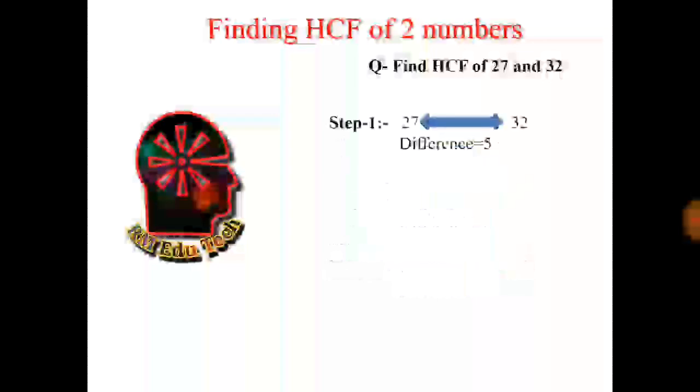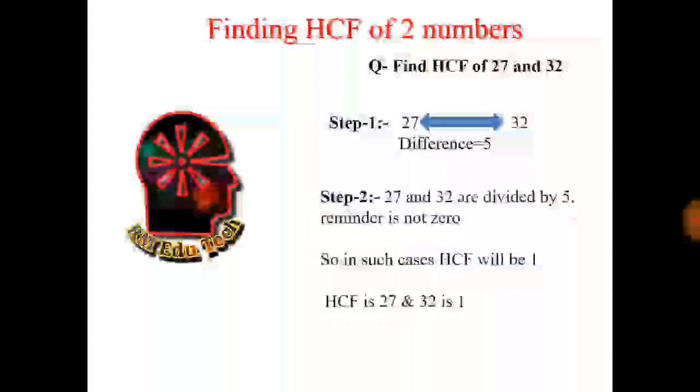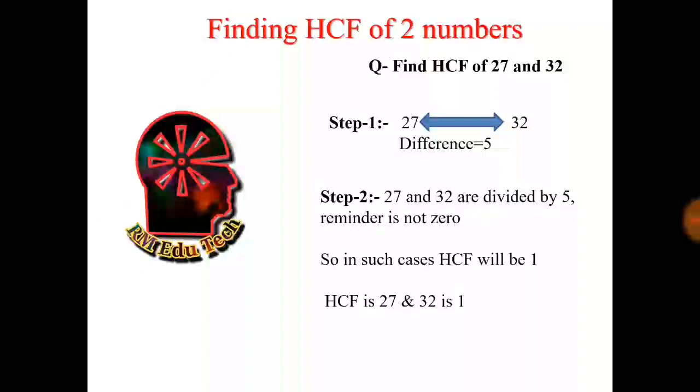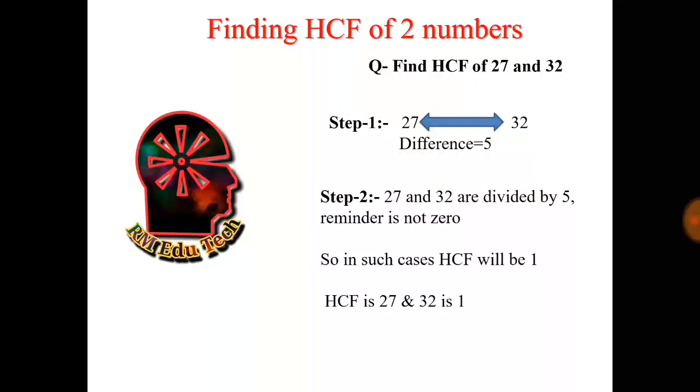So first step, as common, just find the difference between the two numbers. Here the difference is 5, but both numbers are not divisible by 5. That means when we divide 27 by 5, the answer is in decimal numbers. When we divide 32 by 5, the answer is in decimal numbers. So in such cases, the HCF of the two numbers is 1. So here the answer for the HCF of 27 and 32 is 1.